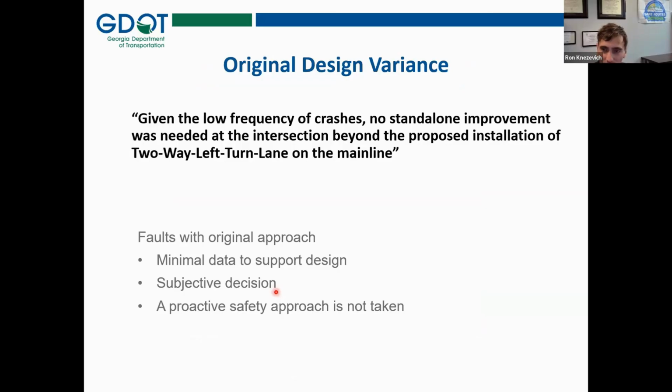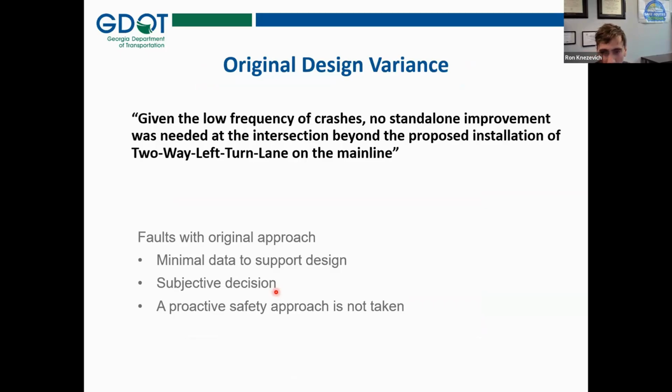So originally, the design variance said this in it: given the low frequency of crashes, no standalone improvements were needed at the intersection beyond the proposed installation of the two-way left turn lane on the main line.